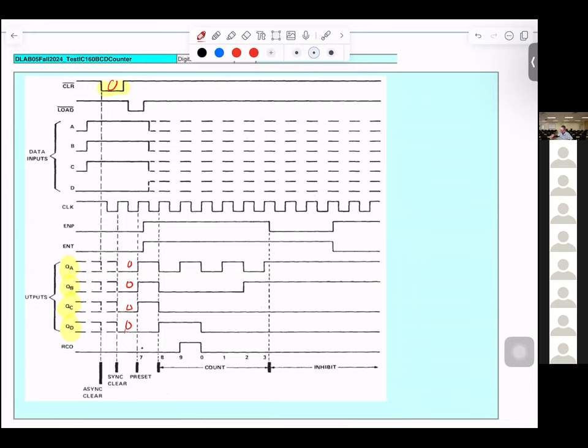Second test, you want to test the load. Now you go into the load here. Load will be 0. However, clear must be 1. So if you want to load, then you have to know what input A, B, C, D to apply. D is 0, C is 1, B is 1, A is 1. What number? 0111.